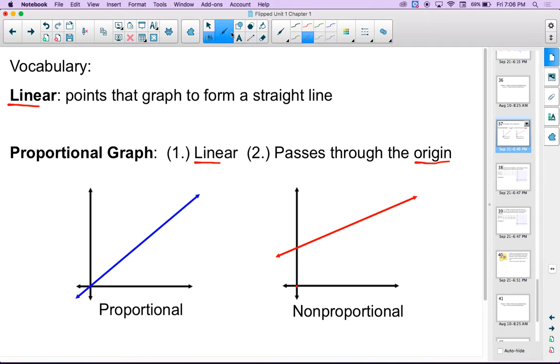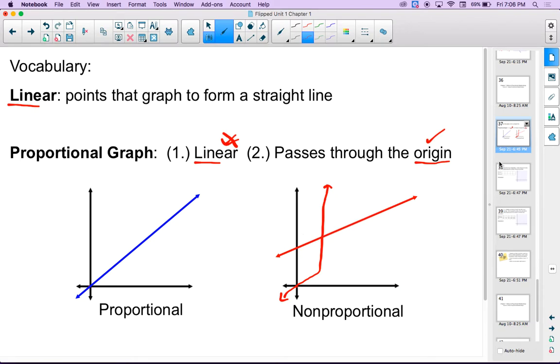I'm also going to show you an example of a graph that does pass through the origin, but is not linear. So if you take a look at my line there, aside from it being very poorly drawn, we can see that it has a bend here. It's not a straight line. So it does pass through the origin, so that passes this piece, but it is not linear, so that makes it non-proportional. So make sure those two examples are drawn into your notes. That will help us to do our practice problems.